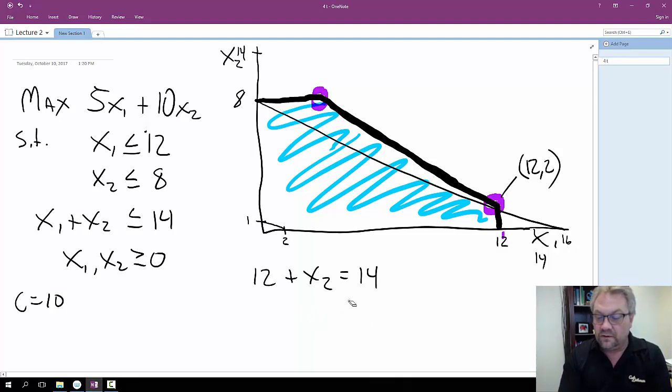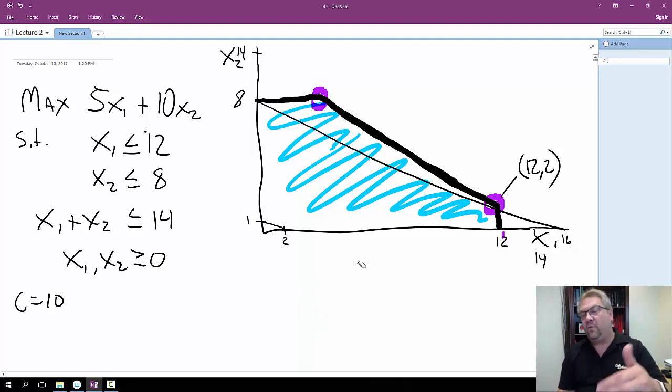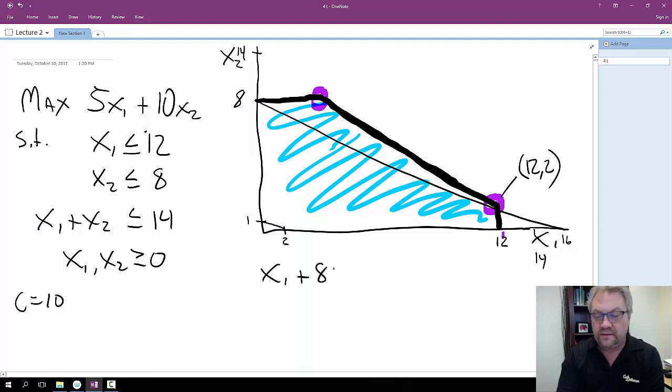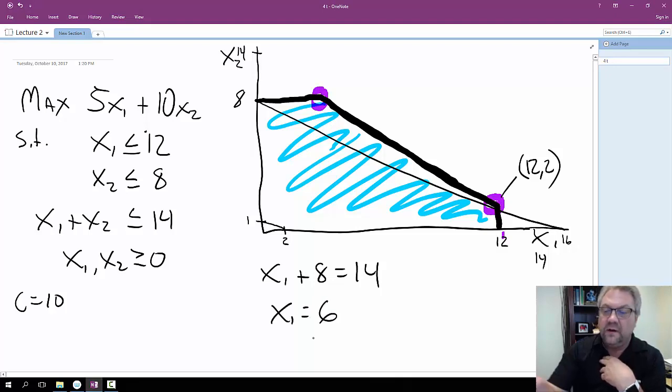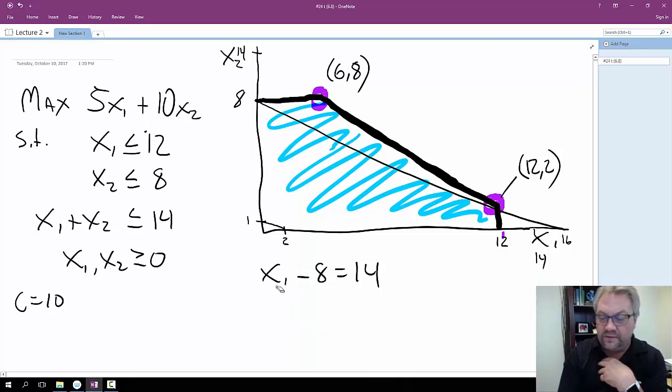And now I need to find the point for the other constraints. So we'll get rid of that. And it's the same thing, but now that I know that x2 is equal to 8 at this point, I'm going to substitute 8 into my third constraint and get x1 plus 8 is equal to 14. Therefore, x1 is equal to 6. So this point here is the point 6, 8. All right?